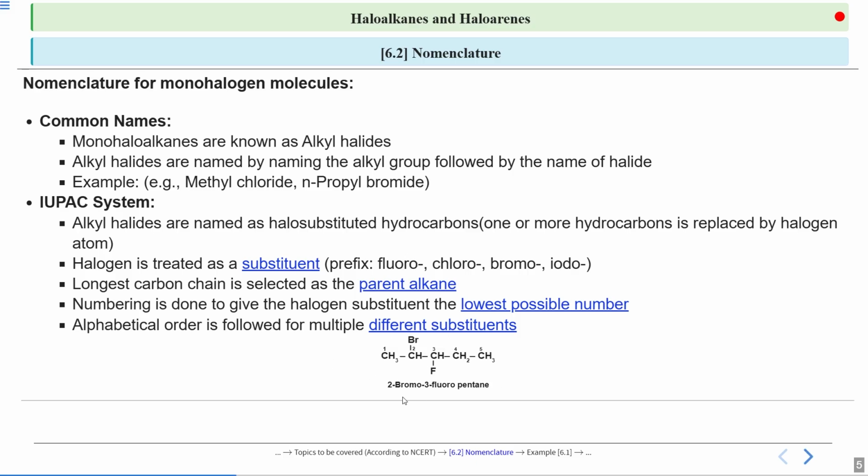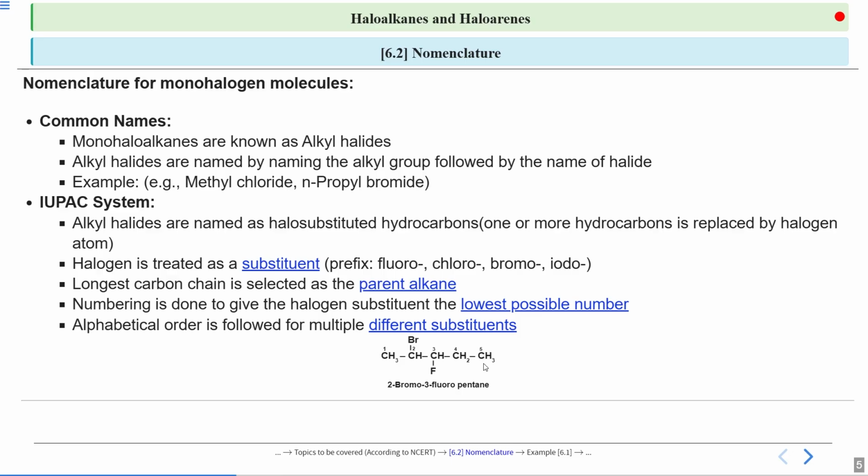For example, you have been given the structure 2-bromo, 3-fluoro, pentane. Pentane means 5 carbons are present in our longest carbon chain. First of all, you have to select the longest carbon chain, which we have selected here from C1 to C5, right? Then you do the numbering in such a way that the bromine and fluorine carbons get the lowest possible numbers. The numbering is already given.